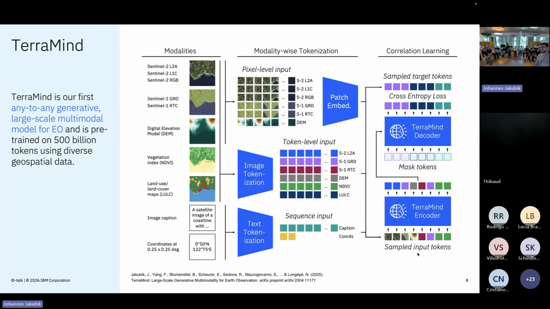So we have these different kinds of input modalities, and then we have pixel level input. This is what you would usually do in most ViTs, right? You would patchify your data, and then you have some 16 by 16 pixel representations, and you would patch embed those. You will get a latent representation that is also floating point. So this is the standard world.